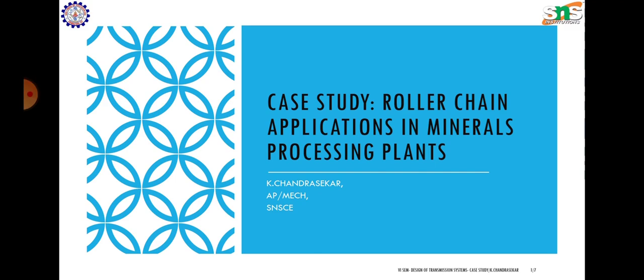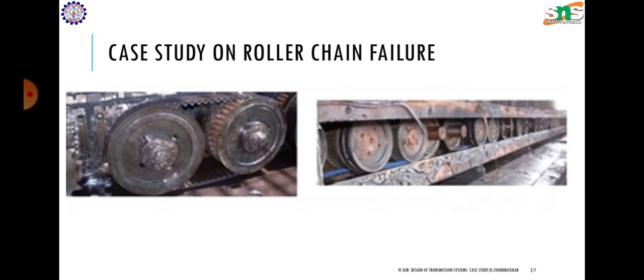Today in this video we are going to discuss a case study on roller chain applications in a minerals processing plant. In a mineral processing plant, the chain drive is used for transferring motion from one shaft to another shaft.